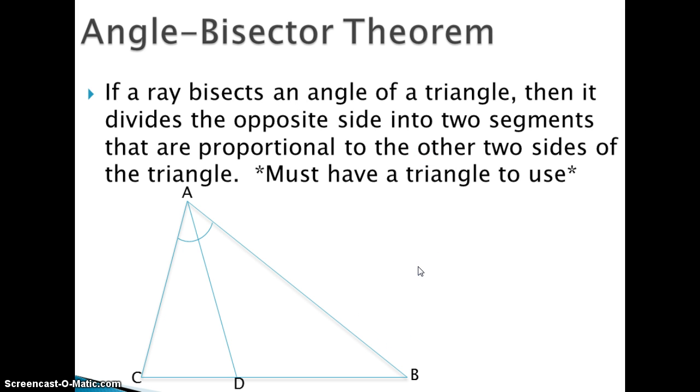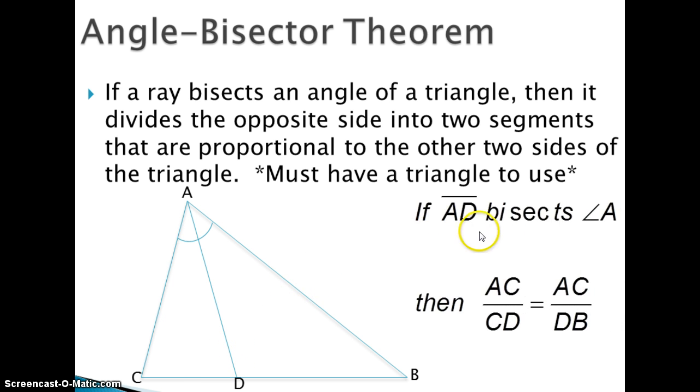And just like it says, you have to have an angle bisector to use this theorem. What it basically says is if we have an angle bisector, that angle bisector will divide the triangle into proportional pieces. So in this triangle, if AD is the bisector of angle A, I can set up a proportion AC over CD equals AC over DB.